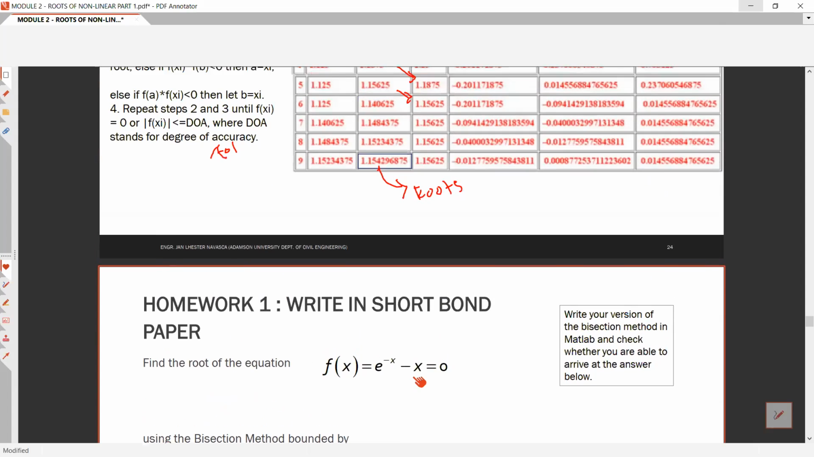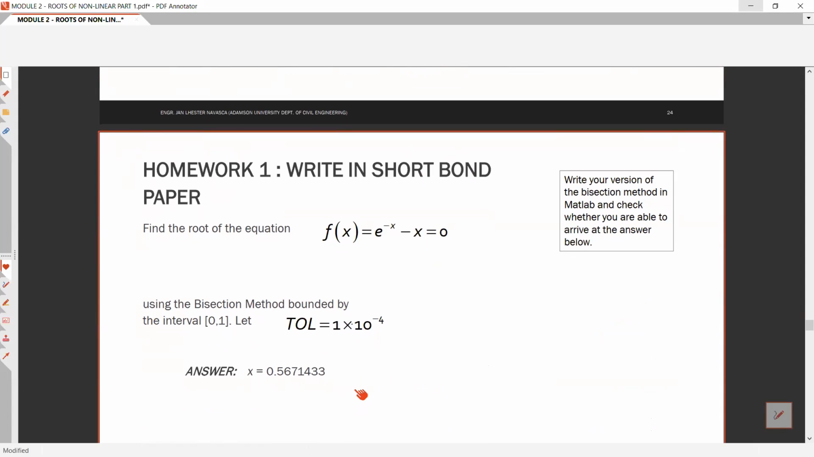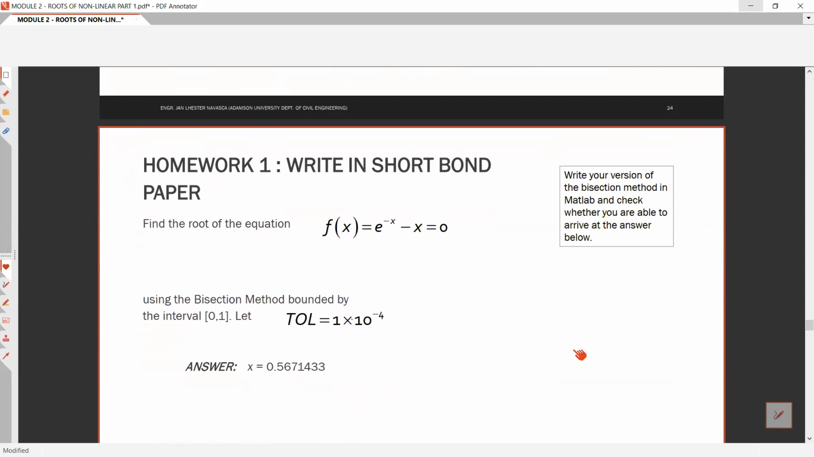Sige. So, for the bisection method, for your homework, write in short bond paper. So, you may pass this on next meeting. Okay, again. So, method bounded by the interval 0, 1. So, the tolerance natin is 1 times 10 raised to negative 4. Okay, ito, huwag nyo nang intindihan to. So, for your own, ano na lang, curiosity. So, write your own version of the bisection method in MATLAB. So, huwag nyo na gawin to ha. Okay. Any question, sir? Okay, pwede magtanong.